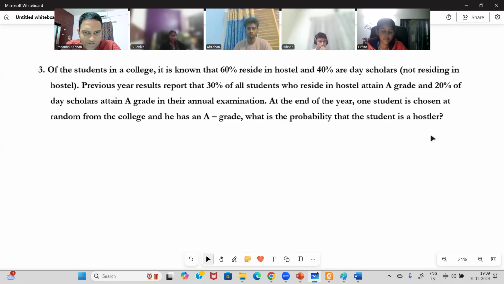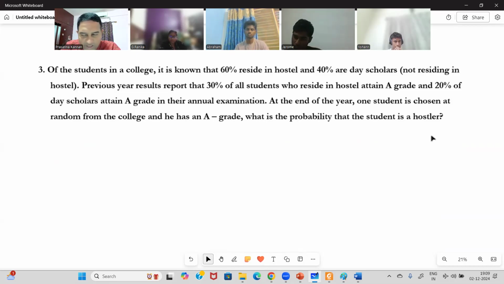Of the students in a college, it is known that 60% of them reside in the hostel and 40% of them are day scholars who are not residing in the college hostel. Previous year's result reports that 30% of all students who reside in the hostel attain A grade and 20% of the day scholars attain A grade in their annual examination. At the end of the year, one student is selected at random from the college and he has an A grade. What is the probability that the student is a hosteler?